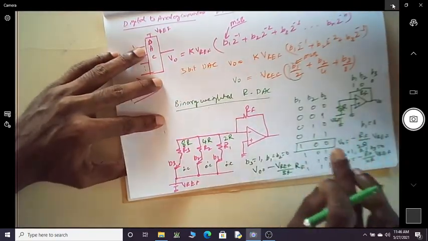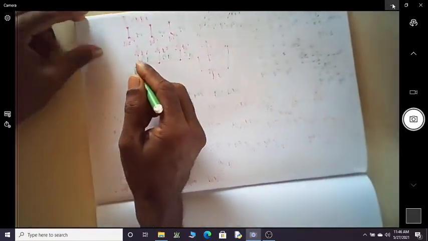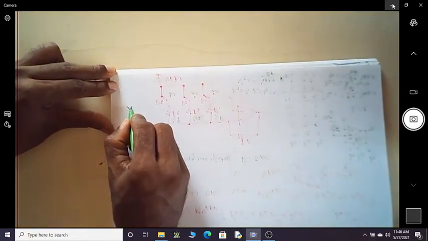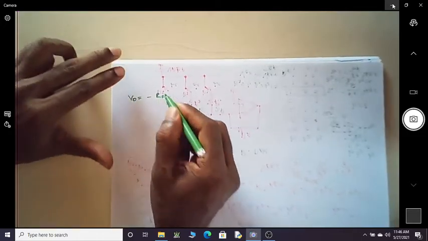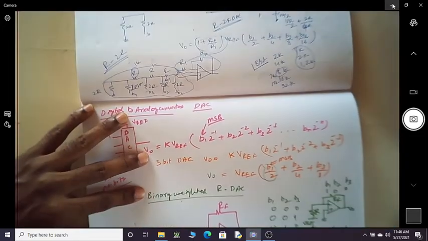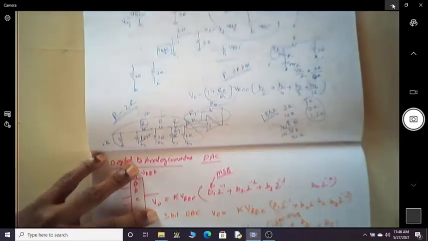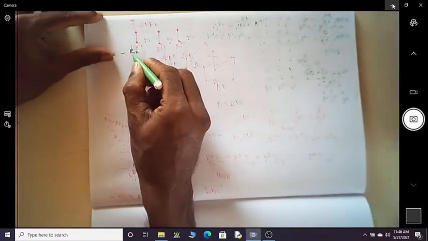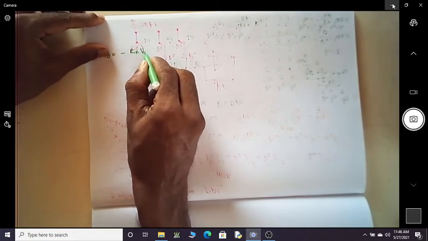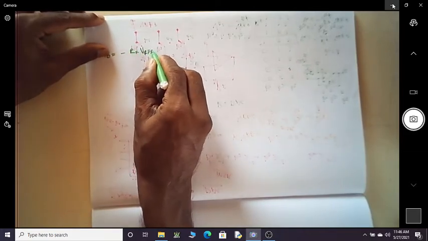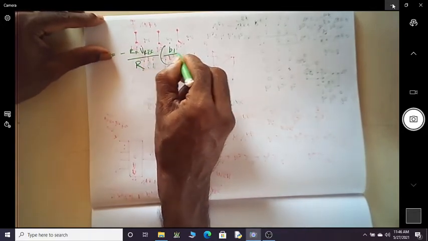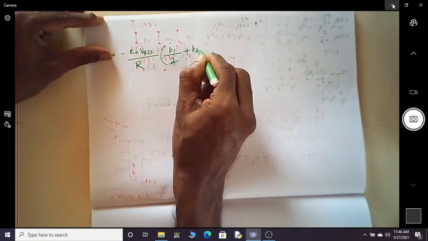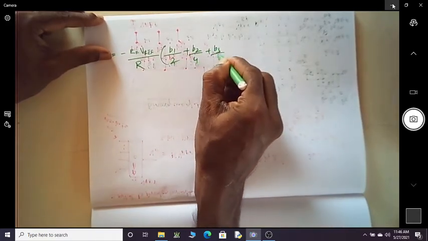Suppose you consider all of them at a time and try to see the expression for that, the expression will reduce to something like this. So my output expression V0 will become minus RF, which is common in all of them, and V reference is also common. So I can write this as minus V reference into minus RF into V reference divided by R, which is also common. Let us write it as B1 by 2 plus B2 by 4 plus B3 by 8.